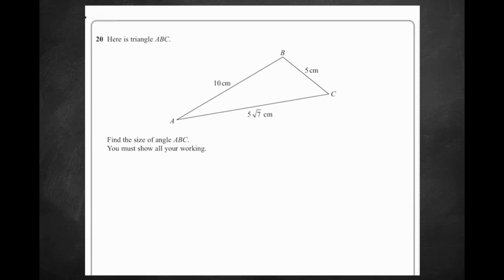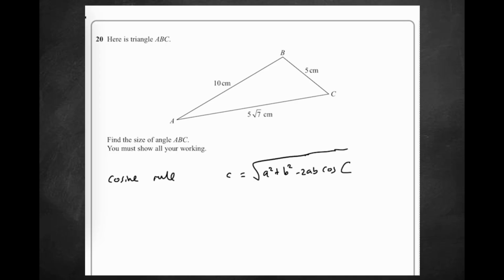Question number 20. Here is a triangle, ABC. Find the size of angle ABC. You must show all your working. So what I'm going to do here is the cosine rule. And the cosine rule is, of course, c equals the square root of a squared plus b squared minus 2ab cos c, big C.